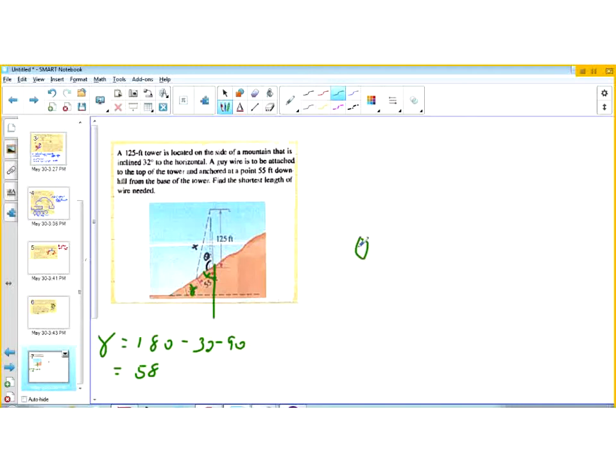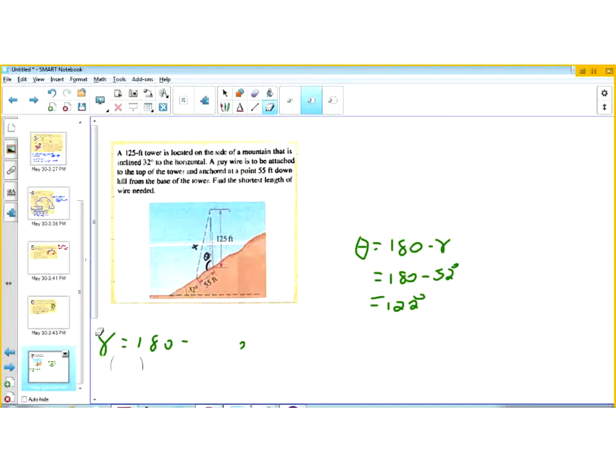Okay, and then theta, I'm taking, would equal 180 minus gamma, which is equal to 180 minus 58 degrees, and that would equal 122 degrees. Okay, so just by extending the tower straight down, you'll form a right triangle, and then you can get the measure of this triangle formed with the hillside, and then find theta.